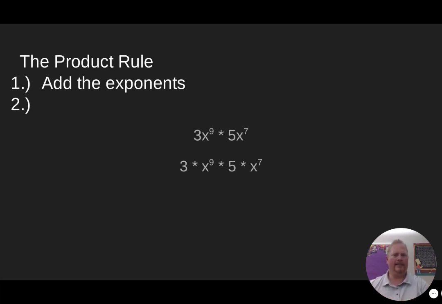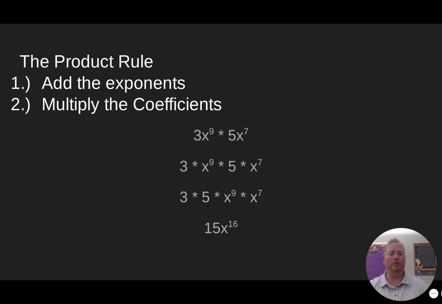So when I do it like this, and I multiply stuff, does it matter what order I multiply it in? No. So I can rearrange it and put the 3 and the 5 together, and then the x's together. And so 3 times 5 is just 15. And then for the other part, add up our exponents. So the second part to the product rule is, first off, you add the exponents, but when you're dealing with coefficients, you multiply them. It's still a multiplication problem, so the coefficients act like normal numbers. You just multiply them together.